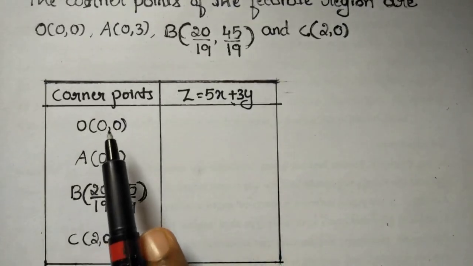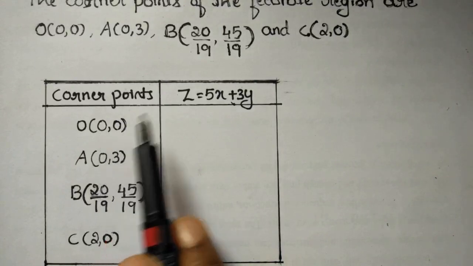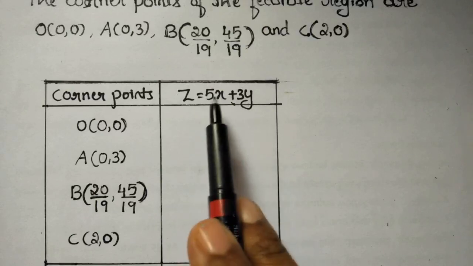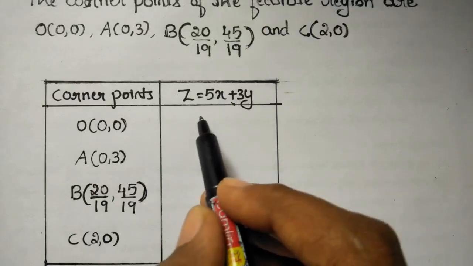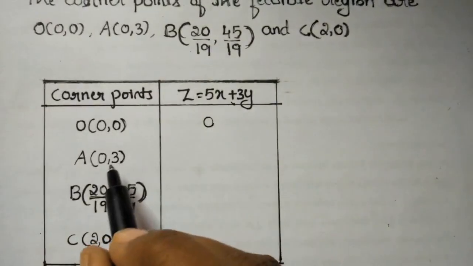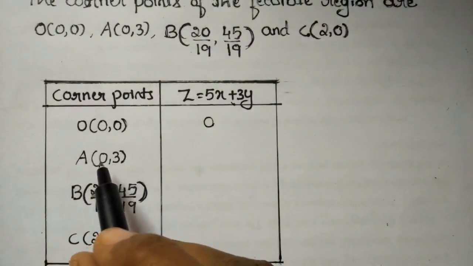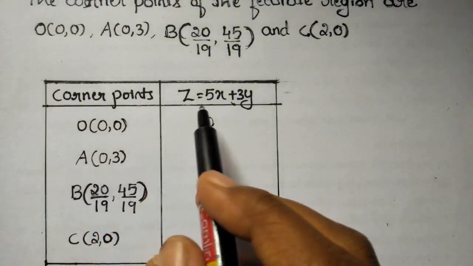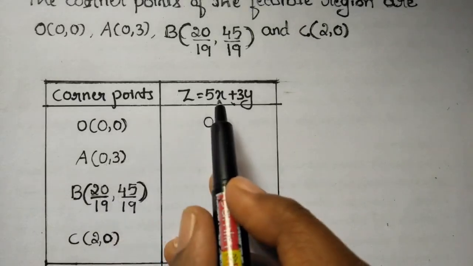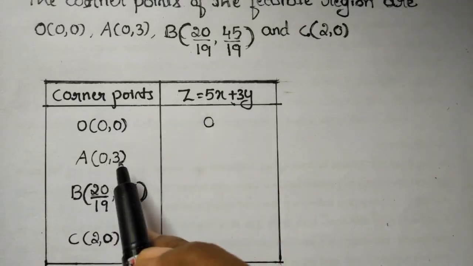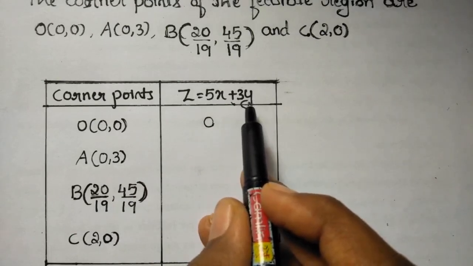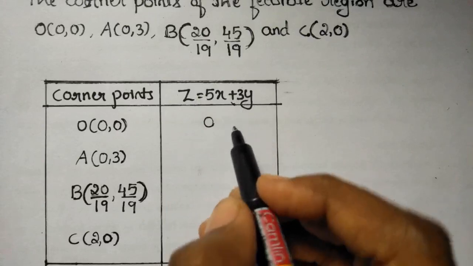For the first point, substitute x as 0 and y as 0 in the equation of z. The equation will become 0 plus 0, which is 0. The value of z will be 0 at the origin. For the second point, put x is equal to 0 and y is equal to 3 in the equation of z. X is 0, then the first term will be 0. For the value of y, 3 into 3 will be 9. The value of z will be 9.